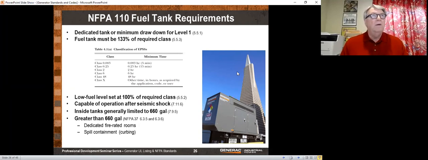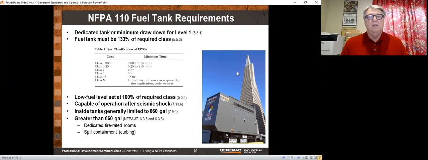Your low fuel level needs to be set at 100% of the required class. So if you feel that you need 4 hours in order to properly evacuate that hotel, you're going to set your low fuel level at that 4-hour mark, and that tank may still be half full. But when it gets to that point, it's going to give you a low fuel level alarm. It needs to be capable of operation after a seismic shock in areas where that's required.